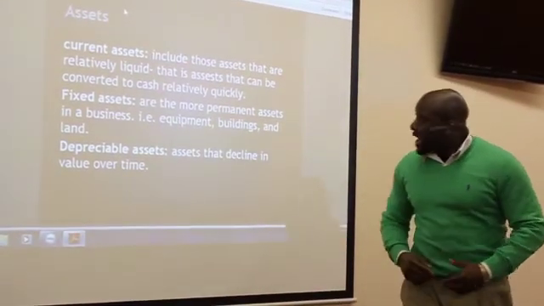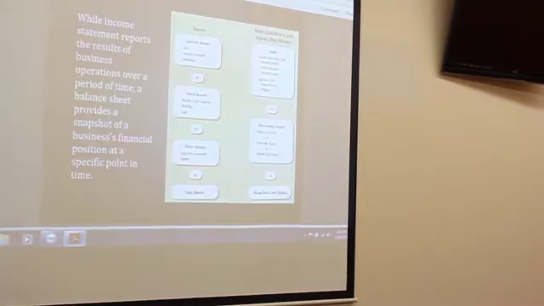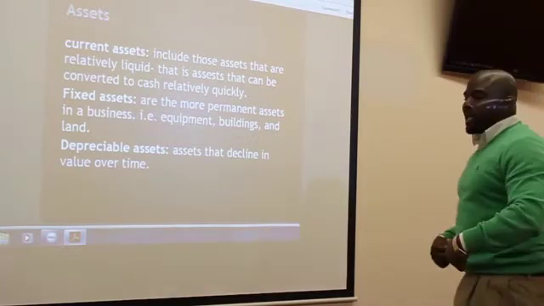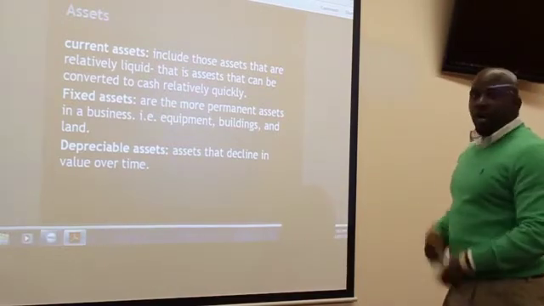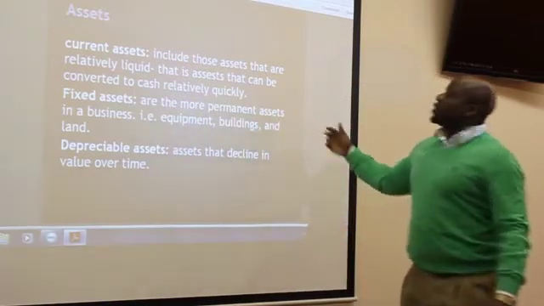Now, your current assets, let's go back and look at slide 15. Your current assets are going to be your accounts receivable and inventories. Why accounts receivable? Because you have money coming in quickly, and also your inventory. You can sell your inventory, so that, as I said, is converted to cash relatively quickly.